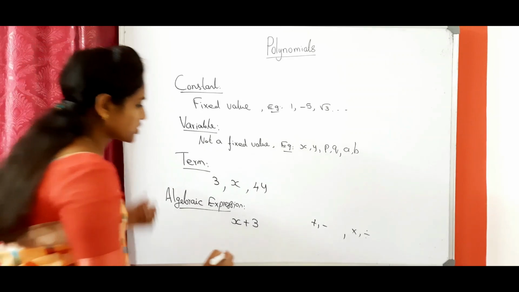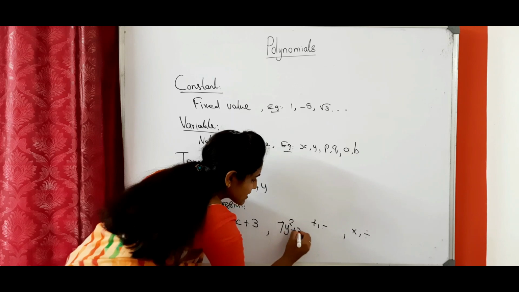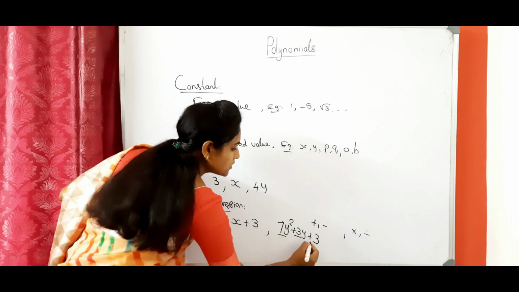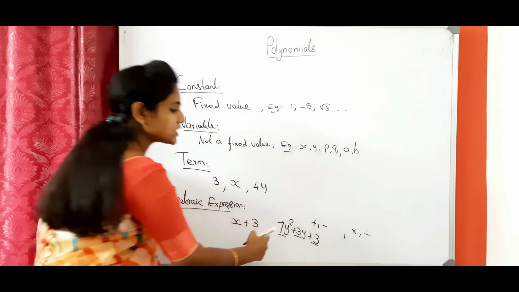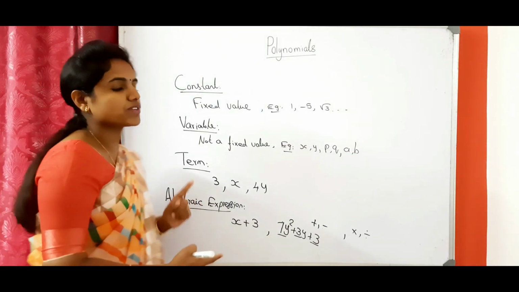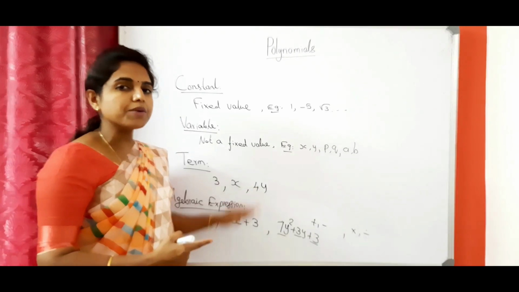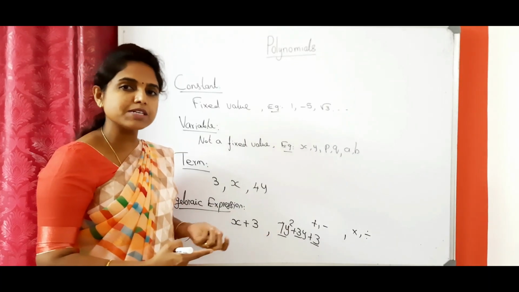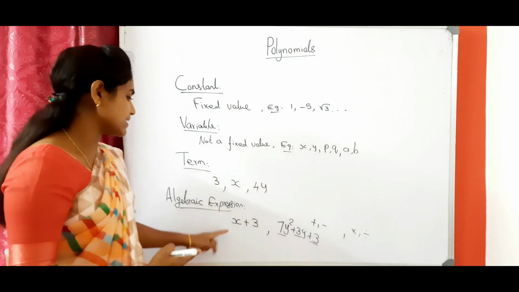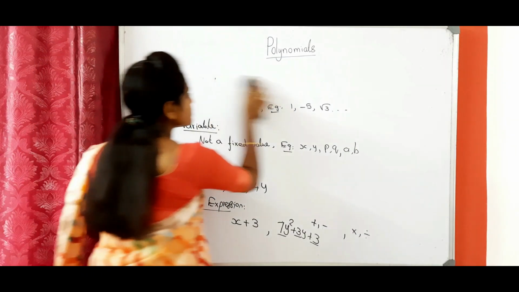One more example: 7y² + 3y + 3. See here how many terms are there? 1, 2, 3. Three terms are connected by an additive symbol, so it is an algebraic expression. So one more time, what is an algebraic expression? Two or more than two terms connected by an additive or multiplicative symbol, then we can say it is an algebraic expression.